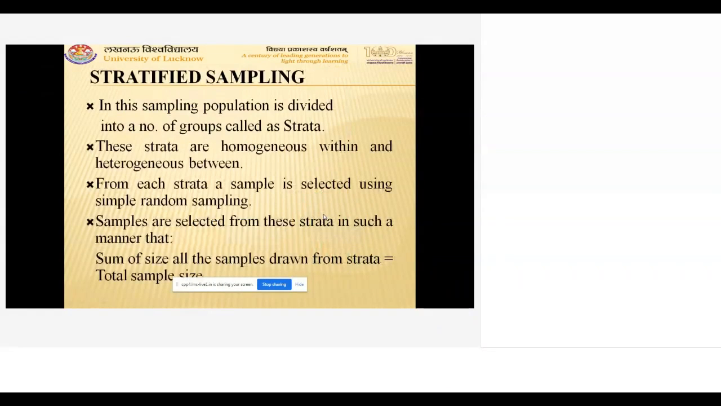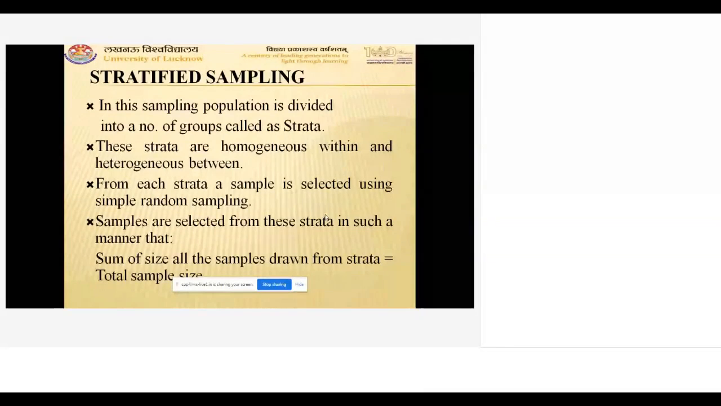The next sampling technique is stratified sampling. In stratified sampling, the population is divided into a number of groups called strata. These strata must be homogeneous within and heterogeneous between. Heterogeneity between two strata is not considered, only homogeneity within the strata is considered. That means strata must be homogeneous within. There may not be too much variation within the strata.